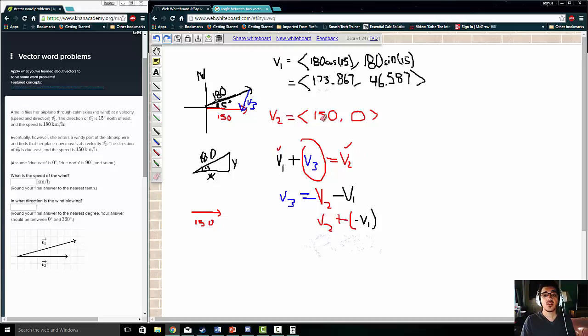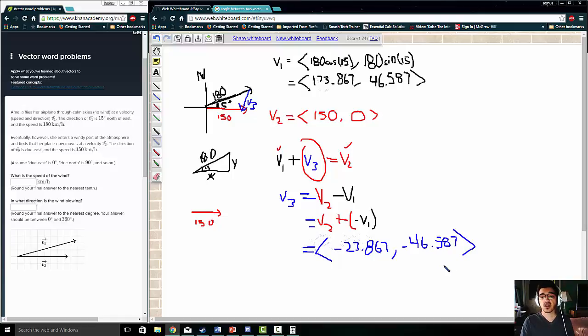So in this case, 150 plus negative 173, right? So we're subtracting. So using our glorious pencil math, this will be negative 23.867, comma. Now we're going to be doing 0 minus this part, so it's just going to be a negative version of this. So minus 46.587.